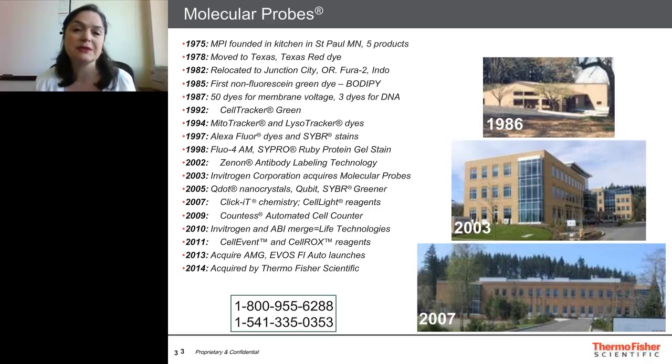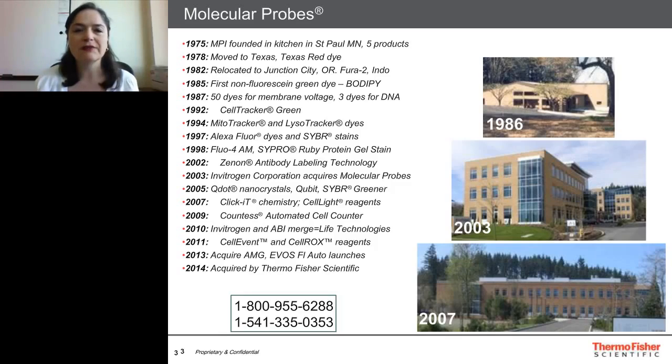And so you'll sometimes see some of the names, like Oregon Green, is a common dye name that the Molecular Probes catalog contains. But really the more famous dyes and probes that we're known for were developed in the 90s, and those include the MitoTrackers, LysoTrackers, Fluo-4 AM, things like that, and we'll go over some of them today.